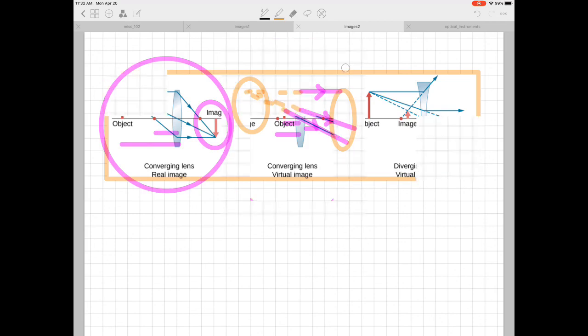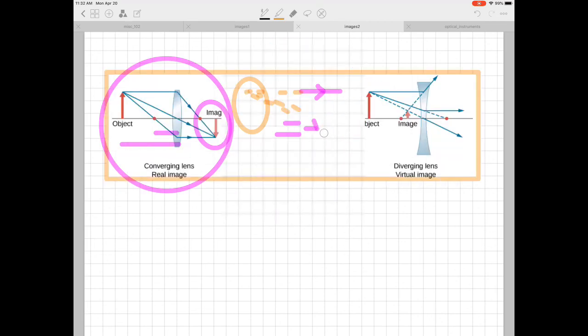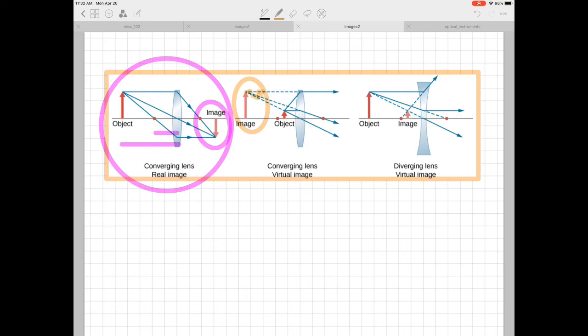And the last picture over here gives us what happens with your diverging lens. For the diverging lens, it actually doesn't matter if your object is outside the focal length or inside the focal length. You will always end up with a virtual image using a diverging lens.